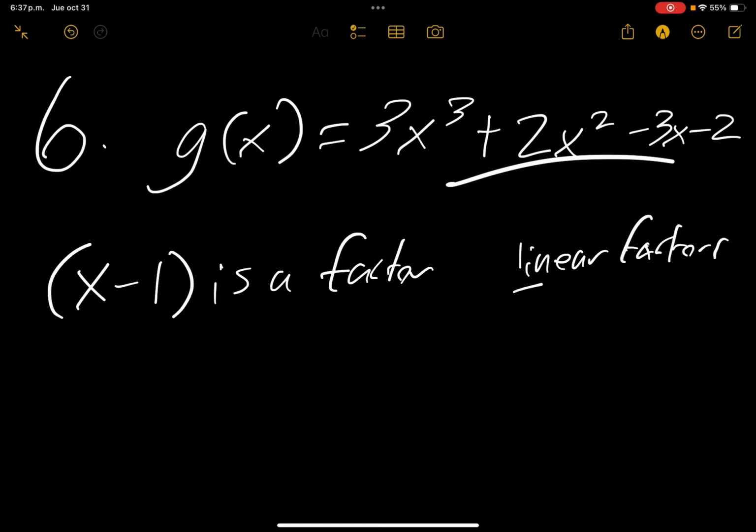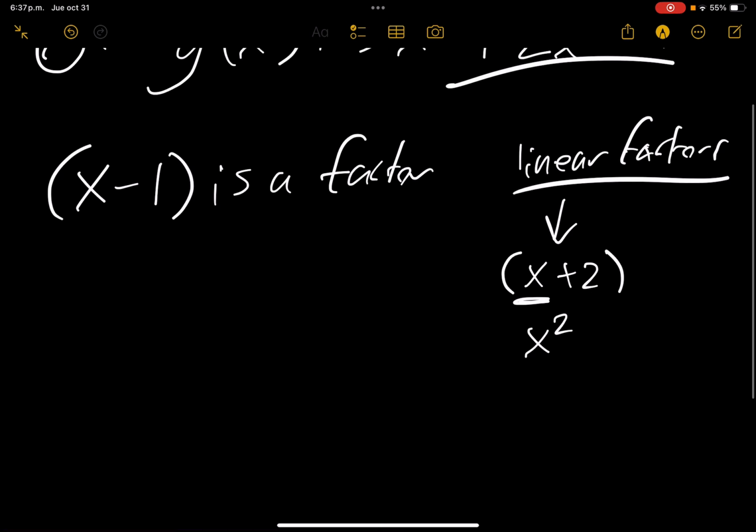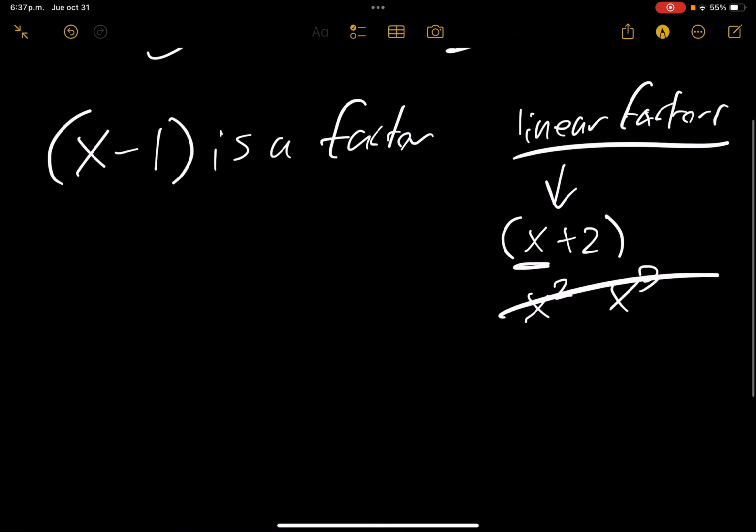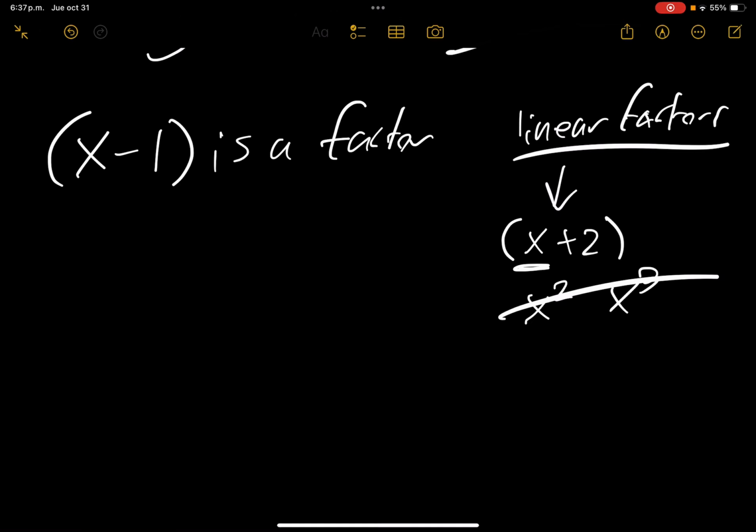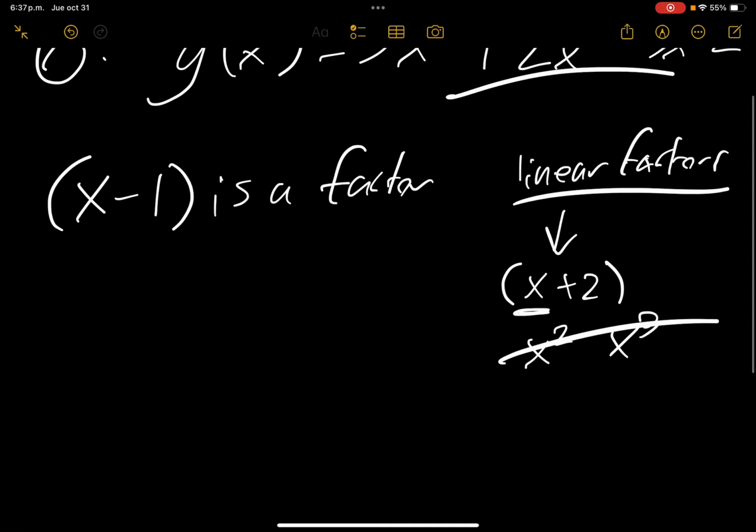If we remember, linear factors means things like this. All right? We got to have x's. We can't have x squared. We can't have x to the third. Just x's. And they got to be multiplied.